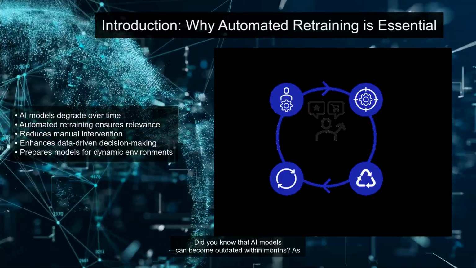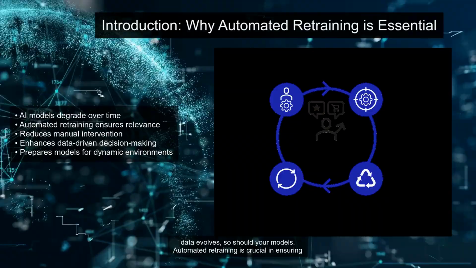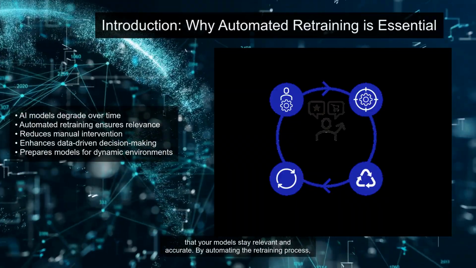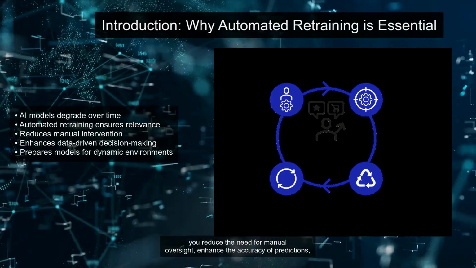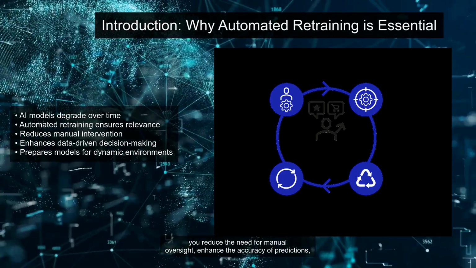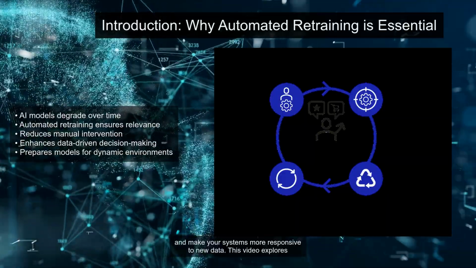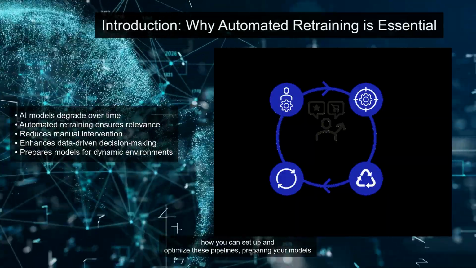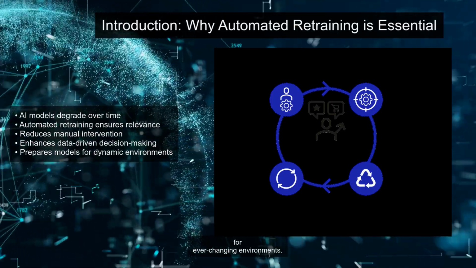Did you know that AI models can become outdated within months? As data evolves, so should your models. Automated retraining is crucial in ensuring that your models stay relevant and accurate. By automating the retraining process, you reduce the need for manual oversight, enhance the accuracy of predictions, and make your systems more responsive to new data. This video explores how you can set up and optimize these pipelines, preparing your models for ever-changing environments.